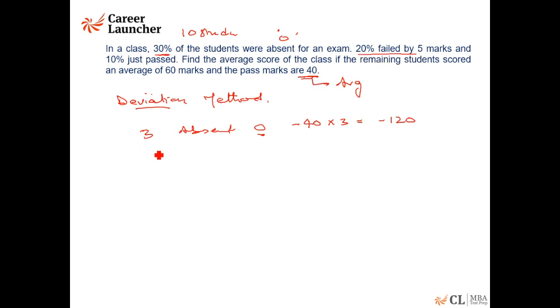20% failed by 5 marks. 20% of 10 is 2. Okay, they failed by 5 marks, so they have got 35 marks, or their deviation, if they failed by 5 marks, is minus 5 into 2, which is minus 10. Right? 10% just passed. 10% is 1% just passed, so obviously has got 40. The deviation will be 0.